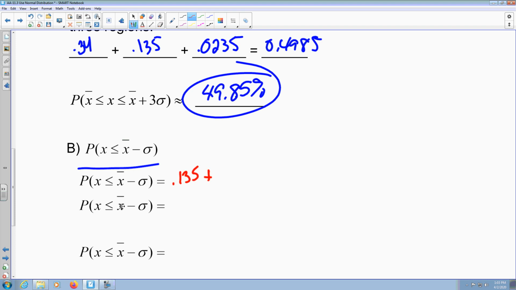So this is just going to be 0.135 plus 0.235 plus 0.0015. Add those together, you get 0.16. So the probability of you collecting a piece of data that is less than or equal to 1 minus 1 standard deviation is 16%.